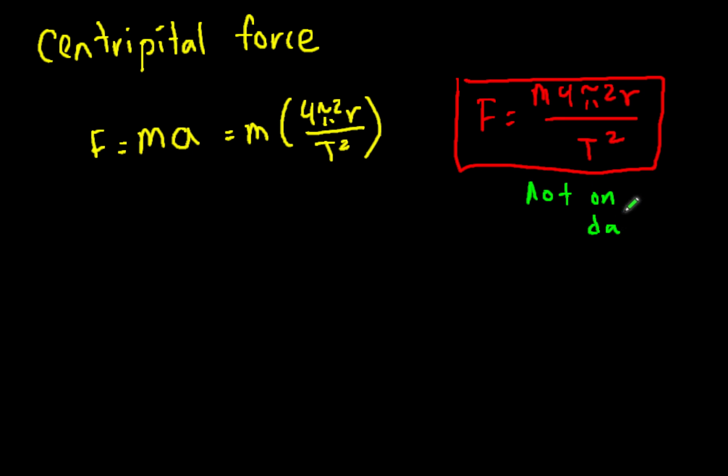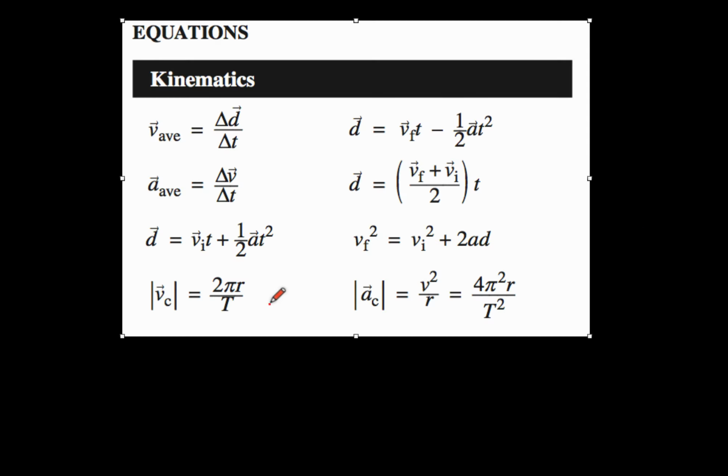So let's look at where these formulas appear on your data sheet. These formulas are found in the kinematics section, where you find the centripetal speed formula and the two formulas for centripetal acceleration.